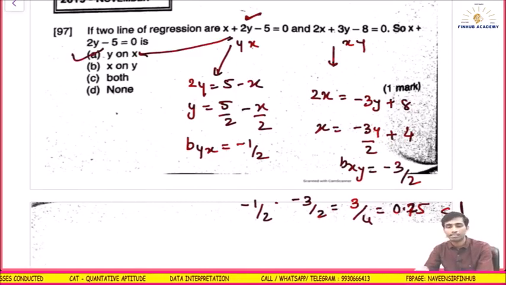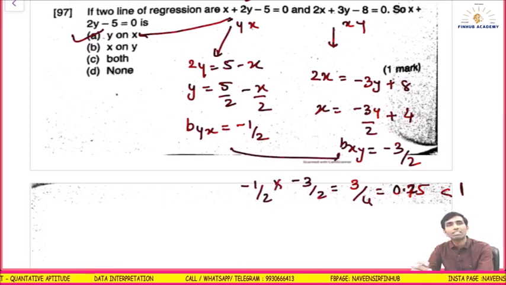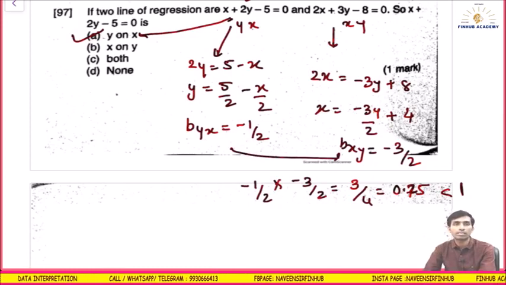The answer is A. I multiplied these two things and tried to find the coefficient. The condition is it should be less than 1.